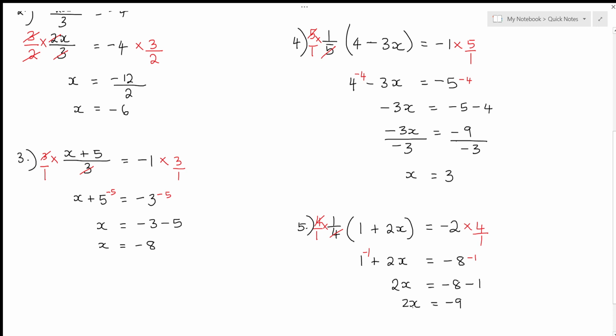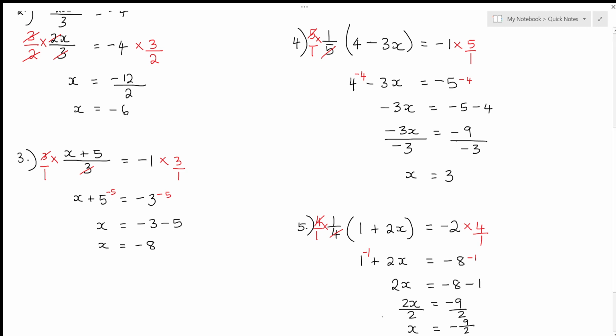Now what do we do? We divide both sides by 2, because we want to work out what x is. So 2 divided by 2 will give me 1x equal to -9/2.